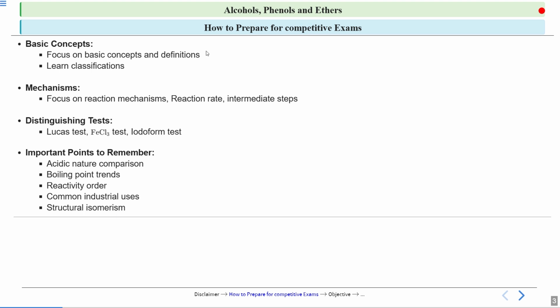Okay, so some basic concepts and definitions, some classification, some reaction mechanism, reaction rates, intermediate steps, some distinguishing tests we are also going to cover in this chapter, and you should also learn these distinguishing tests. Also some points to remember like their acidic nature comparison, their boiling point trend, their order of reactivity, their industrial uses, and their structural isomers.